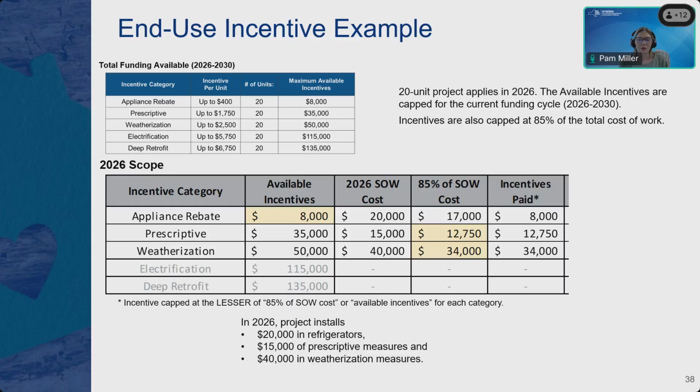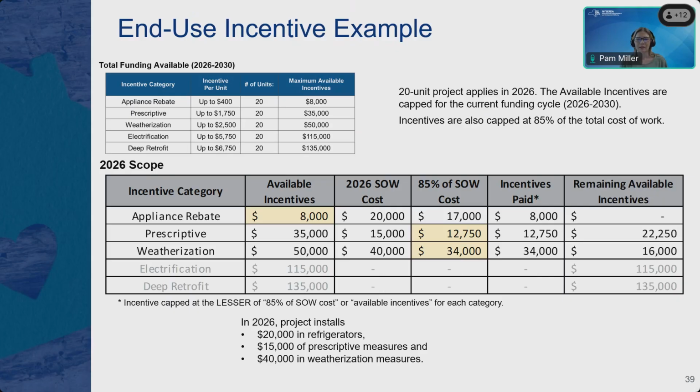So as you can see, what will end up being paid for the 2026 scope of work upon completion of construction would be the $8,000 for your appliances for the refrigerator upgrades, $12,750 for prescriptive, and $34,000 towards the weatherization upgrades in that project. And so that leaves no remaining available incentives left for refrigerator upgrades. But moving forward into the future years, we have $22,250 left for prescriptive measures, $16,000 left for weatherization, and we haven't touched our electrification or deep retrofit incentive category budgets yet.